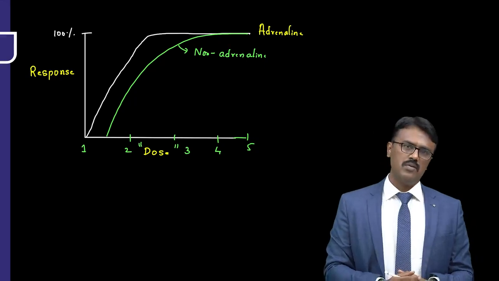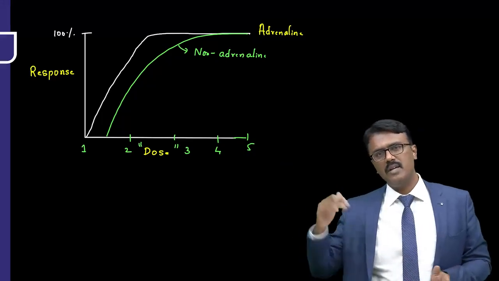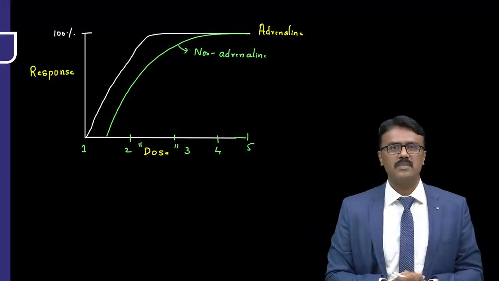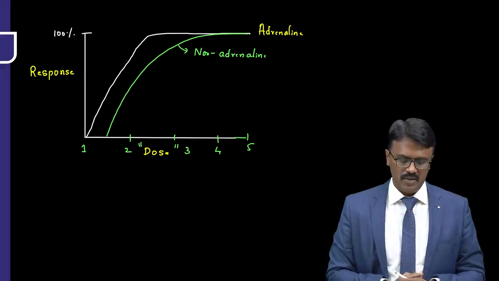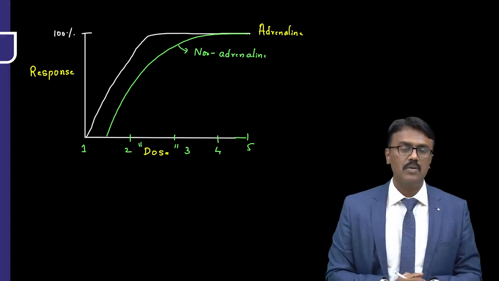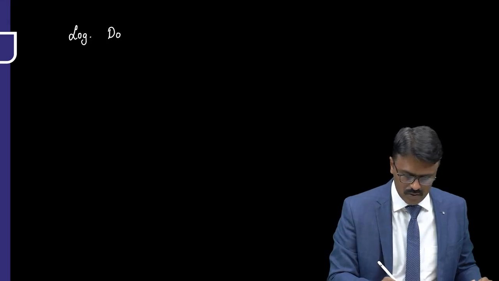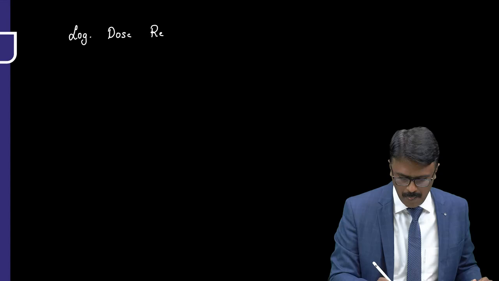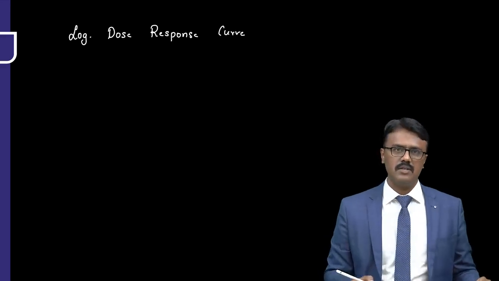For that, you require so much bigger access. For example, 1 milligram of adrenaline, I want to compare 10,000 milligram of adrenaline. Not possible. So I'm just hypothetically telling you that. So then the scientists thought, we'll do something else. Then they came with one more concept, and that is called log dose response curve. They came with this concept.